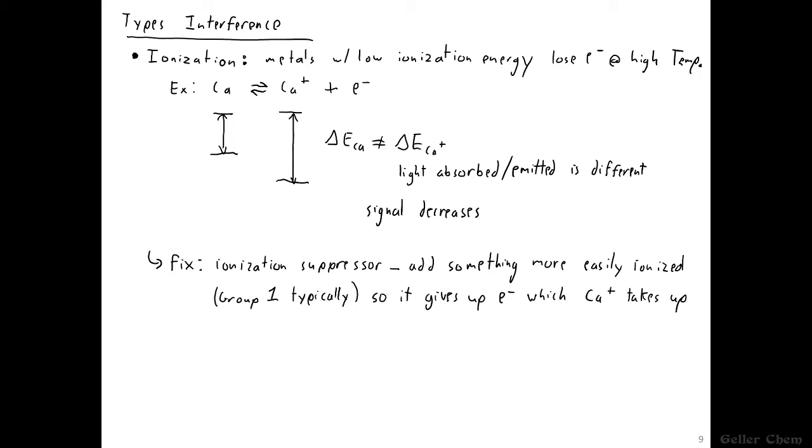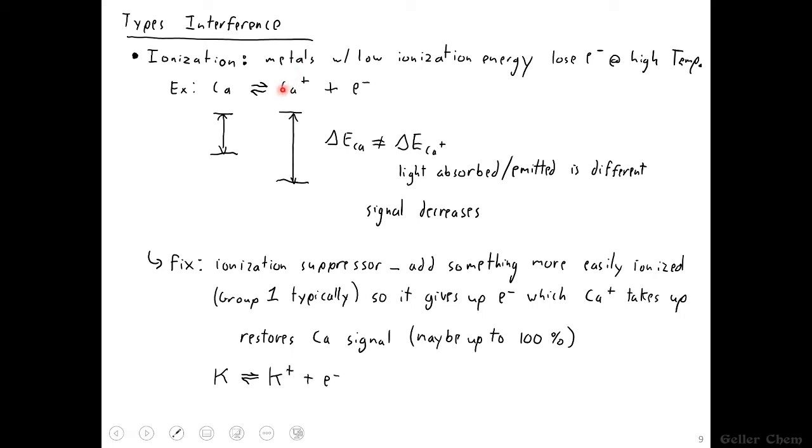So this restores the calcium signal. Maybe all the way up to 100%, so that it's not ionized at all. And so an example of an ionization suppressor would be potassium, which in that flame will definitely form some ions and produce electrons, which in turn can be taken by the calcium ion, so it reforms simple calcium, which is what we're trying to measure.